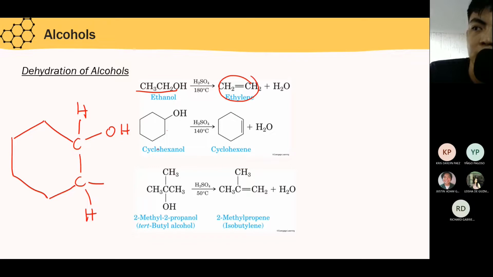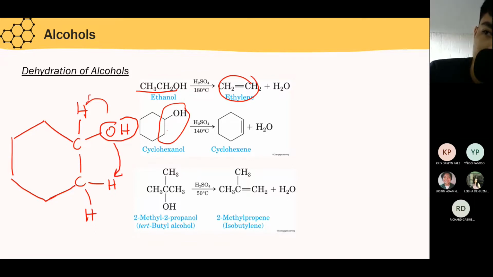Okay, so ito yung cyclohexanol. So nilubis ko itong part na to, para makita mo saan kukunin yung mga hydrogen. Okay? So again, just like what we did earlier, ganun pa rin. Yung OH mo, kukunin niya yung hydrogen ng katabing carbon. Hindi ng sarili ha, hindi yan. Yung katabi. So kukunin niya yung katabi niya.